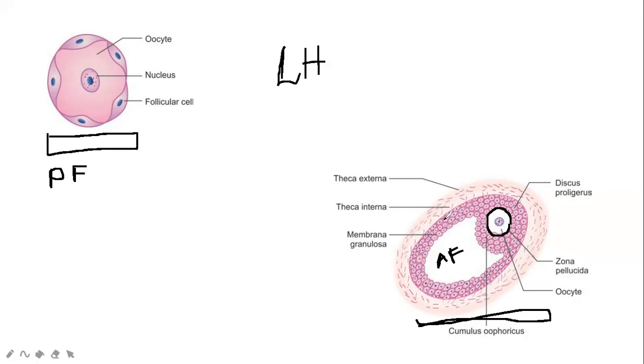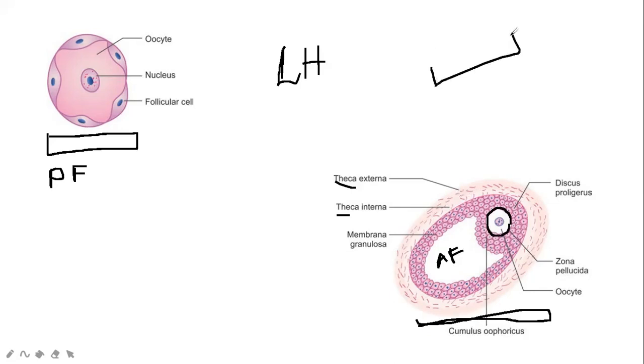Interestingly, outside the granulosa cells, we have cells that come from the tissue of the ovary, and they thicken around. They're called the theca. These theca are divided into two: theca externa and theca interna. Now you can't see clearly, so let me just illustrate here.